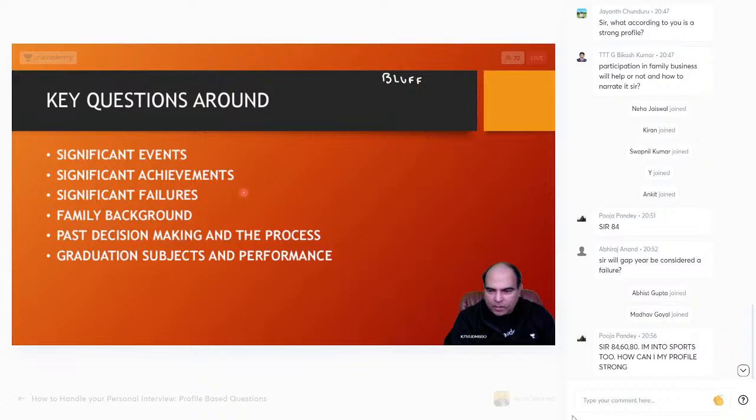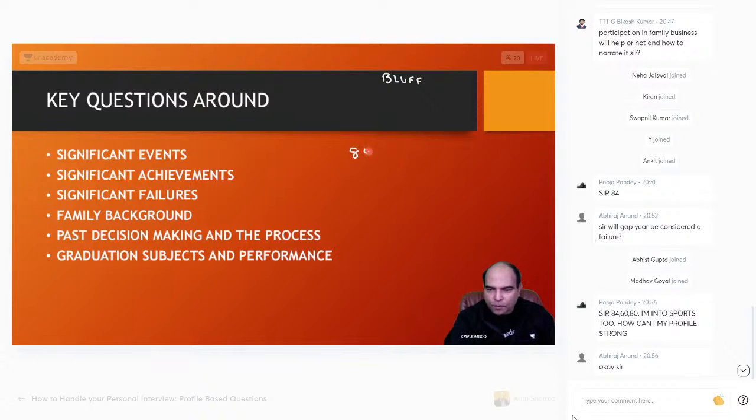For example, if Pooja is talking about 84, 60, 80, this is clearly an academic failure. But she's into sports, so maybe this was because of some sport she was playing at that time, and she was focused more on that sport. And then when she got back to graduation, she got back to academics because she realized that sport mein utna life nahi hai. Right?